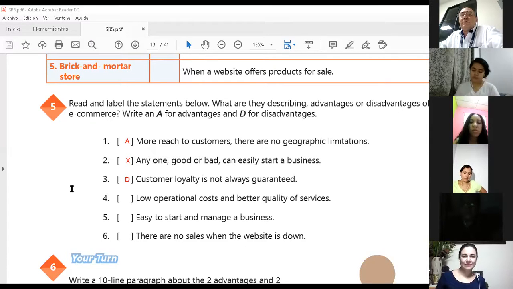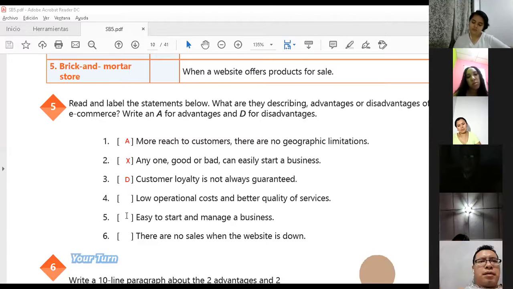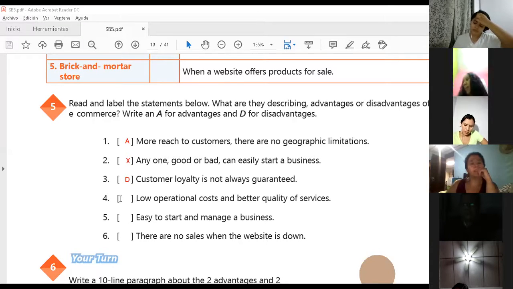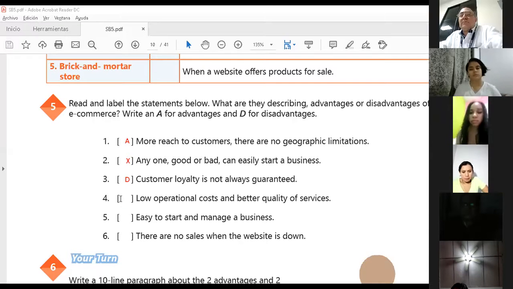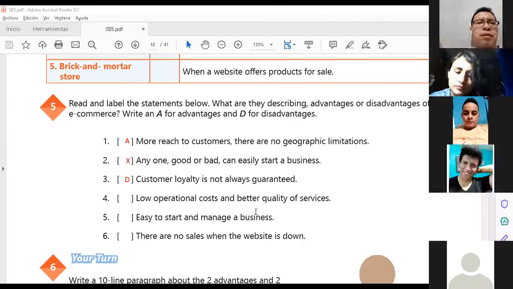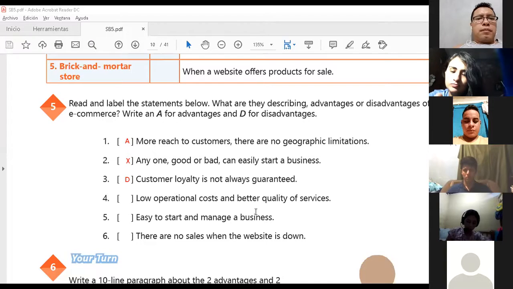Next one, low operational cost and better quality of service. Advantage or disadvantage? Advantage. Why? Explain. Why is this an advantage? Anybody? Because you don't have to pay any service bill. Who said that? Every time that you want to participate, you can say me, your name, and I grant you the word. Aldo. Okay, Aldo, say it again, please. It's an advantage because you don't have to pay for rent, for example. Mm-hmm. In my case, I agree with you.